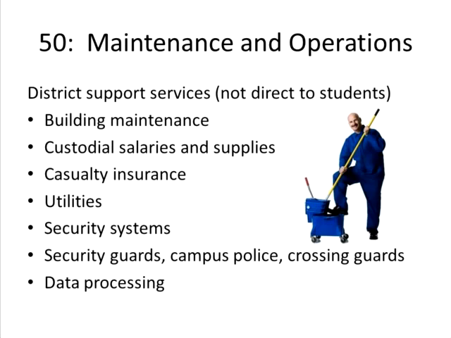The 50 class, the series of functions that are in the 50s, those are other district support services that are not directly related to students. Building maintenance, the custodians' salaries and supplies, insurance against loss or theft or casualty, utilities, paying the electric bill and the water bill and the gas bill, security systems, security guards, campus police. If your district is responsible for employing the crossing guards, they're going to be in one of those 50 functions. And then data processing, anything related to data processing.